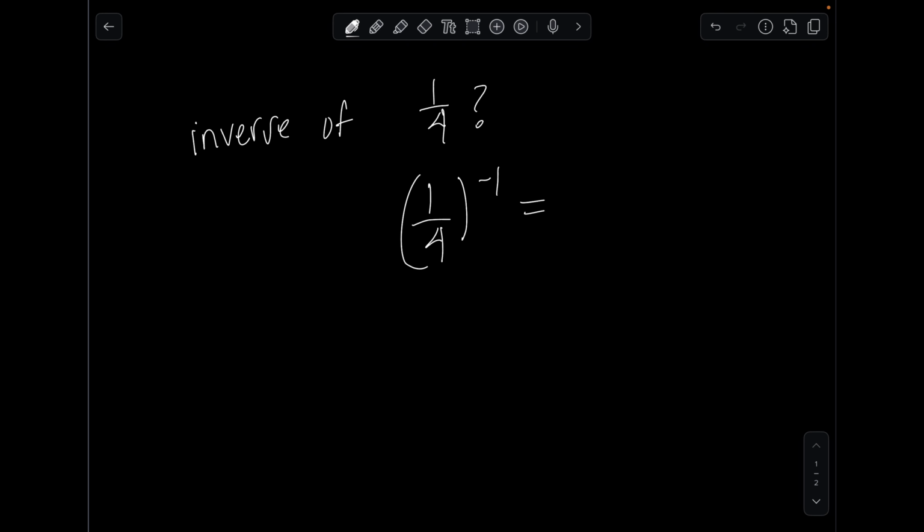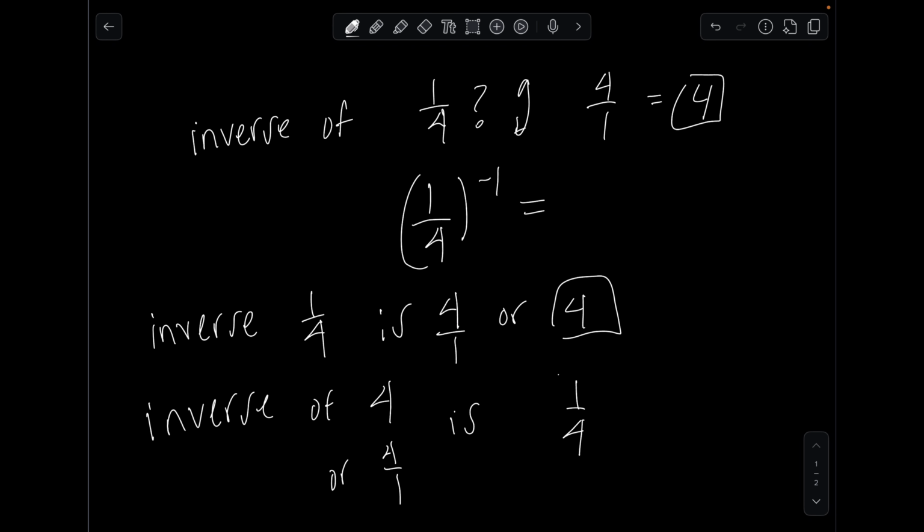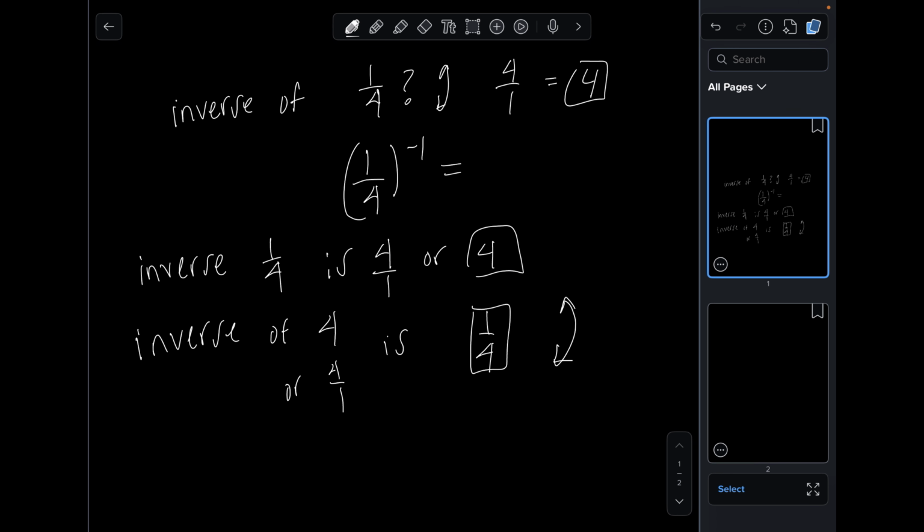Okay, you got it. It's 4. Flip it. 4 over 1 or 4, same thing. The inverse of 1/4 is 4 over 1 or just 4. The inverse of 4 or 4 over 1, right, is 1 over 4. Flip, reverse, reverse.